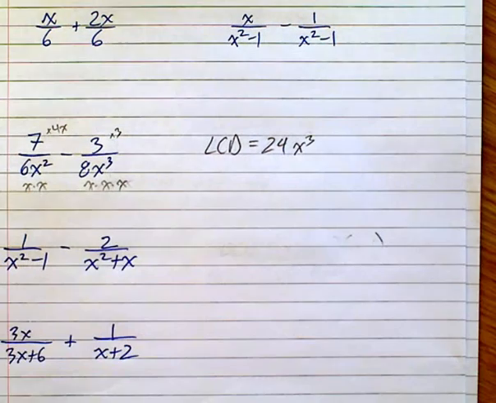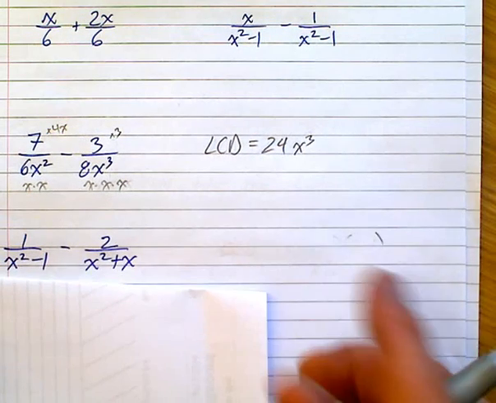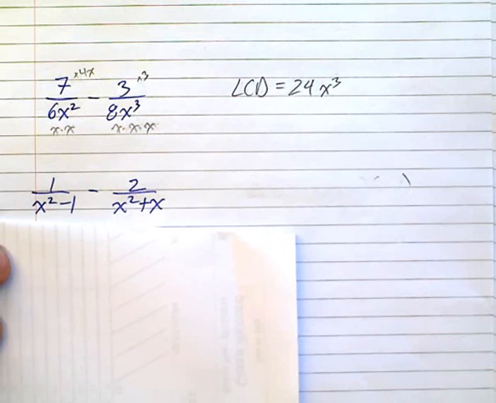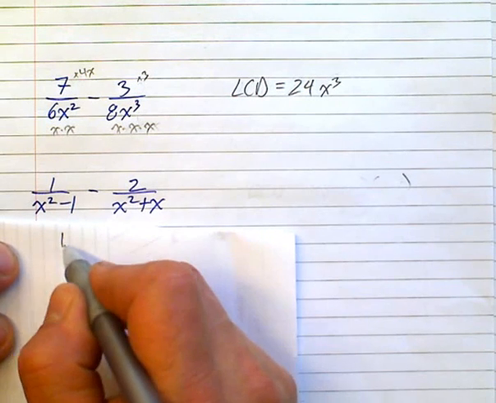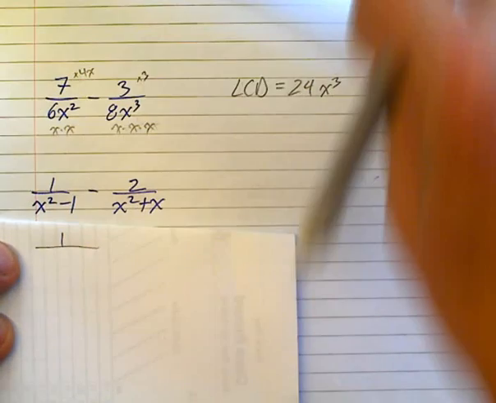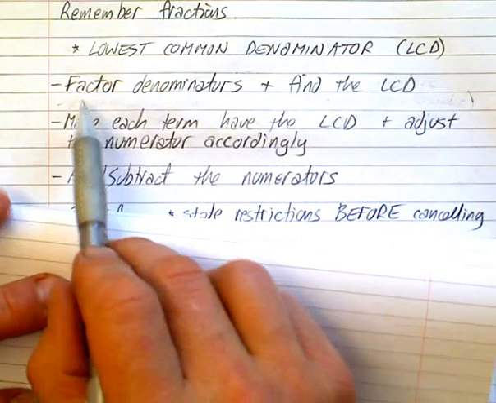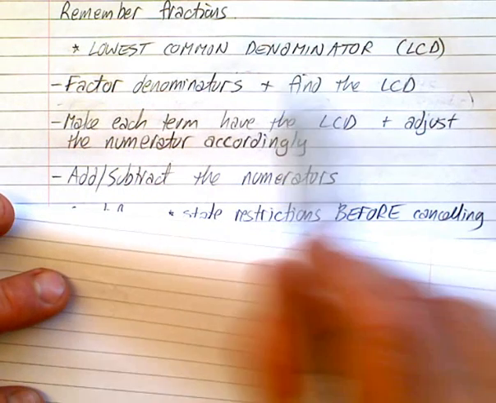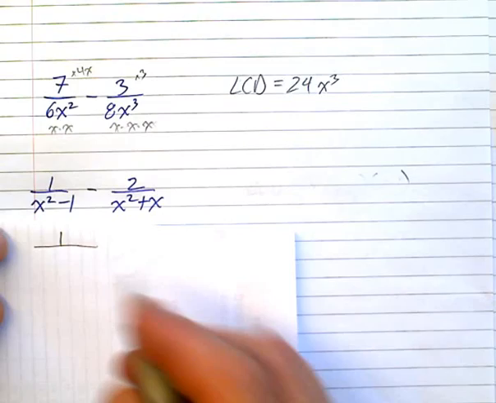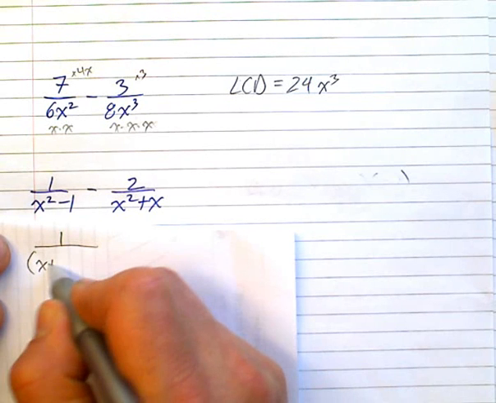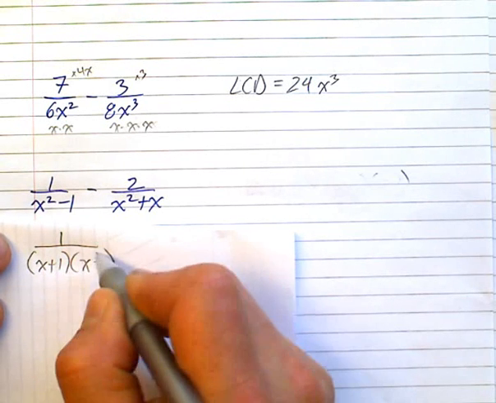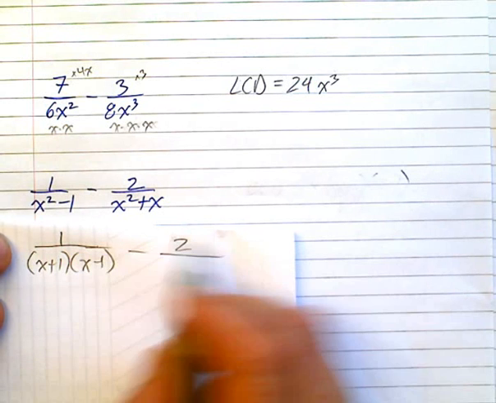Okay, so 1 over x squared minus 1. So what we want to do right now, as it said here, is factor denominators and find the LCD. So let's factor the denominators. x plus 1, x minus 1, minus 2 over GCF factor, x.